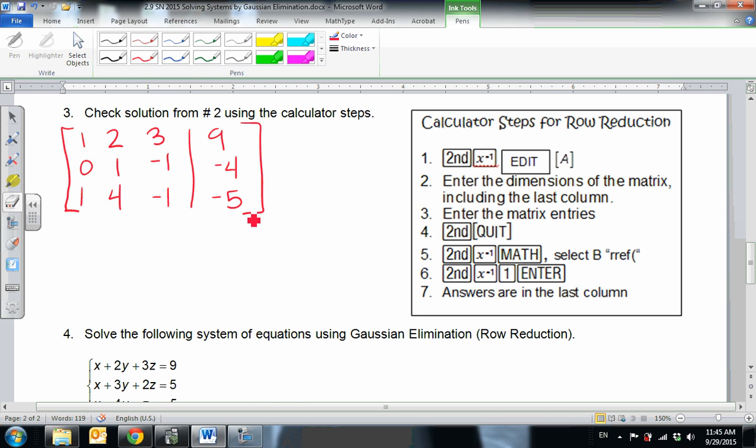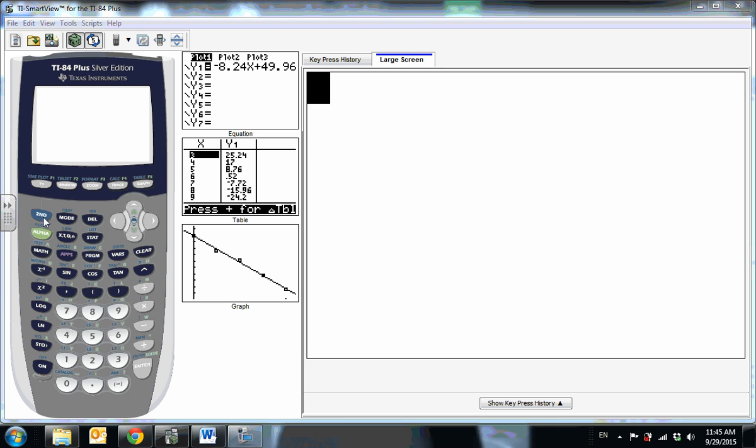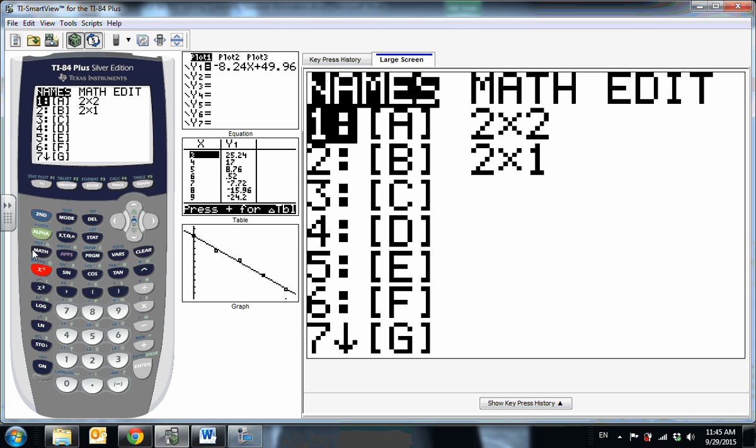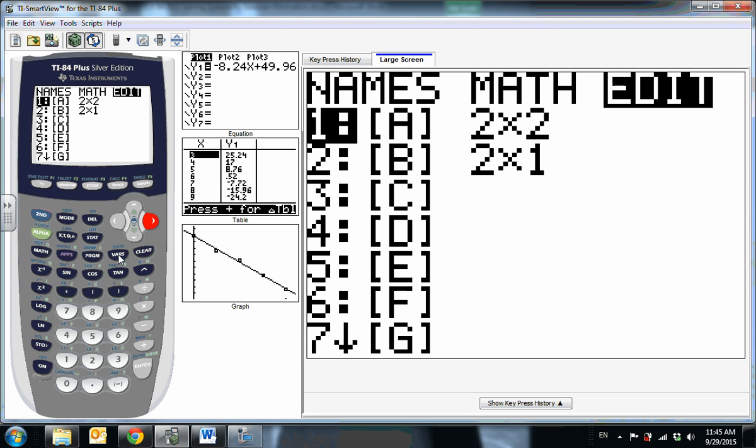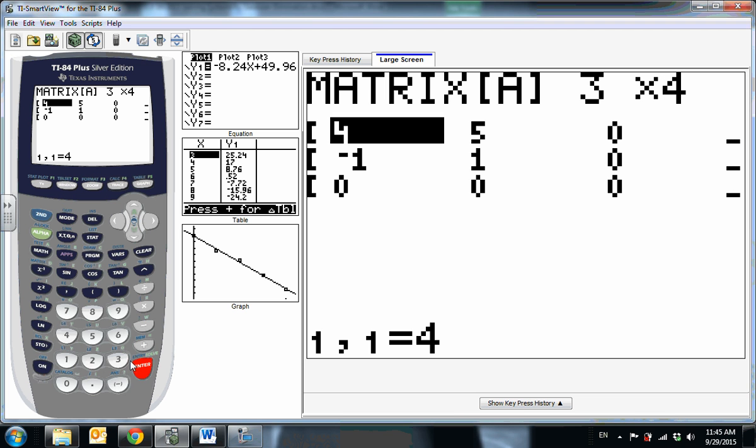Okay. So open up your calculator. This is another way to solve in your calculator. So open up your calculator and go into matrix. So second x inverse for our matrix. And this time we're only going to edit matrix A. What are the dimensions of the original augmented matrix we were given? 3 by 4. So 3 enter, 4 enter.